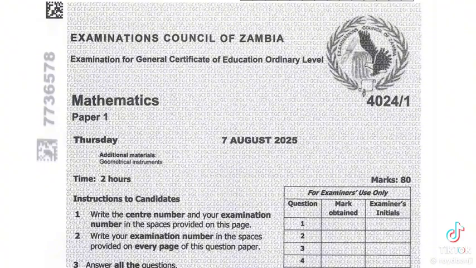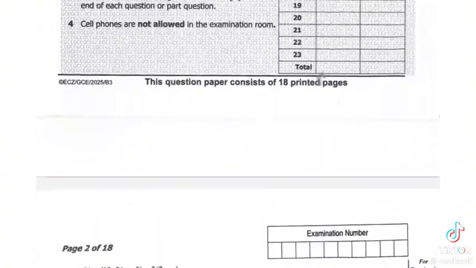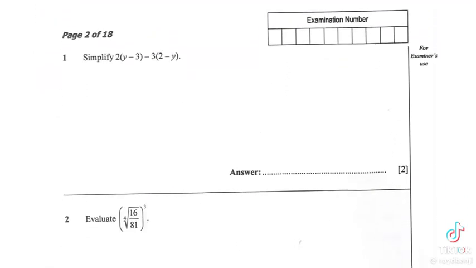Okay, so let us look at the questions. The first question was simplify. Normally these questions come as expand and simplify. So when you are asked to simplify, in this case, you remove the brackets by expanding. So let us do so.